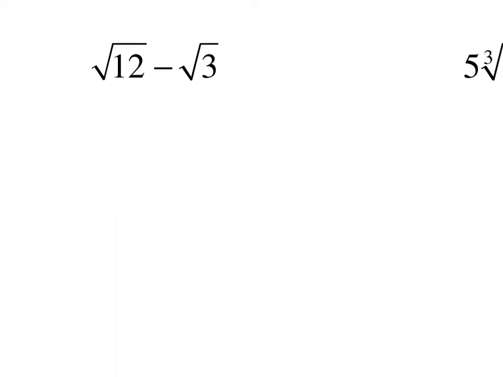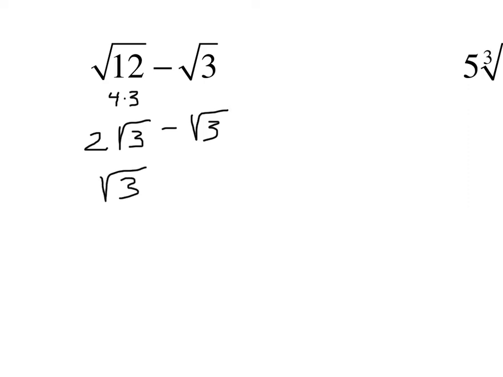Square root of 12 minus the square root of 3. Remember that 12 is 4 times 3, so we can make that the square root of 4 times the square root of 3. What is the square root of 4? 2. You cannot take the square root of 3, so it stays under the radical. So 2 radical 3 minus radical 3. 2 of them minus 1 of them. You have 1 left, so it's radical 3.